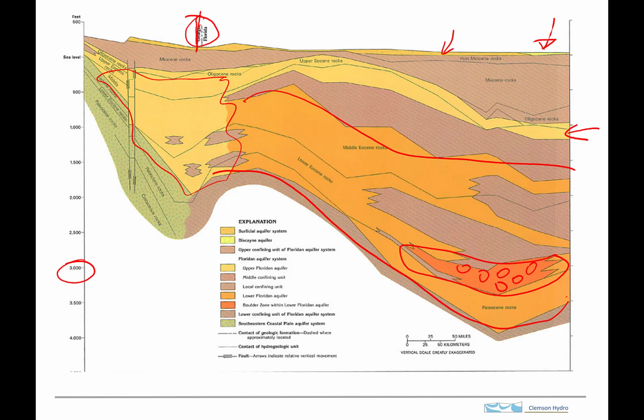And then these here are confining units between these different aquifer units. So you can see from this that at least along this section, this upper Floridan aquifer is confined by these Miocene rocks. And that's true along the axis of Florida. This zone here becomes unconfined over in the western part of Florida.